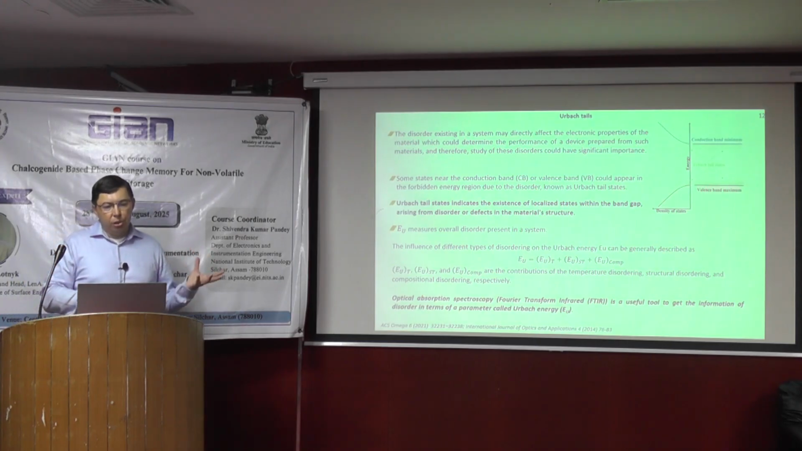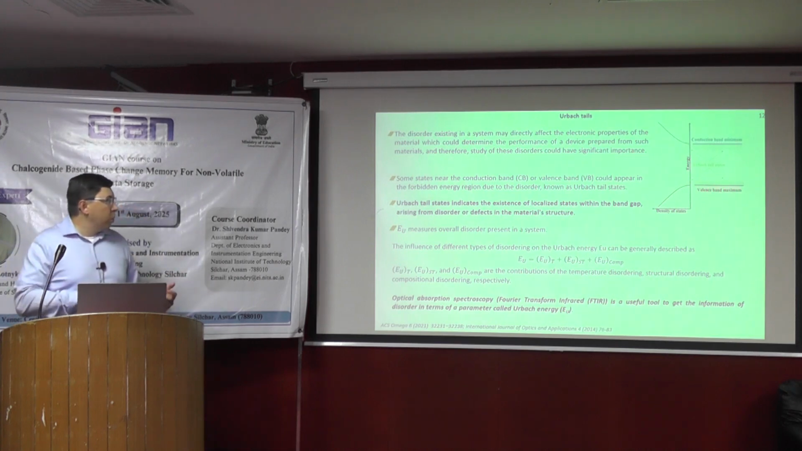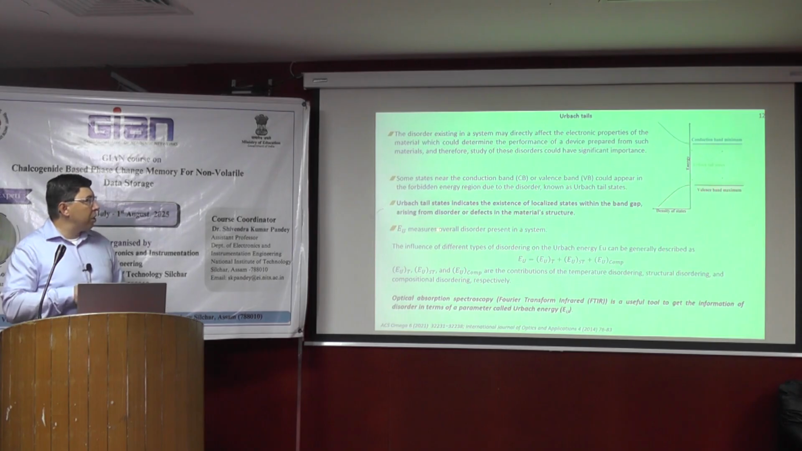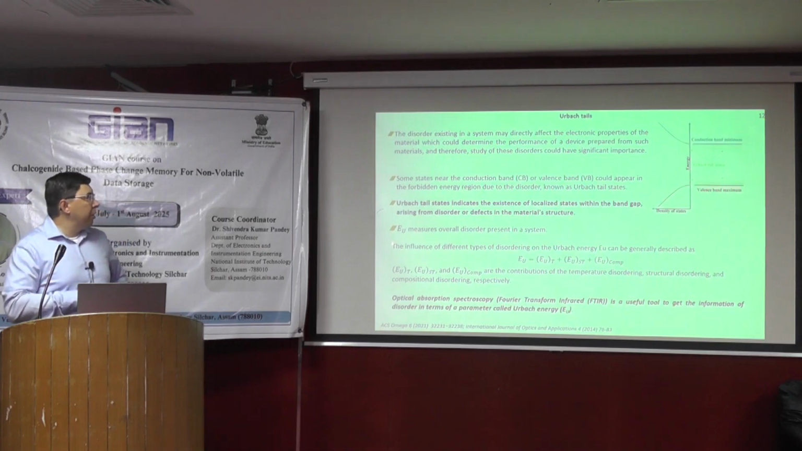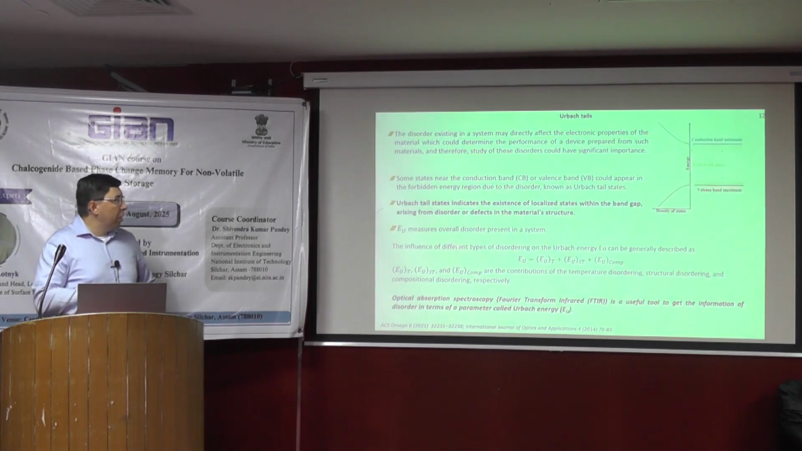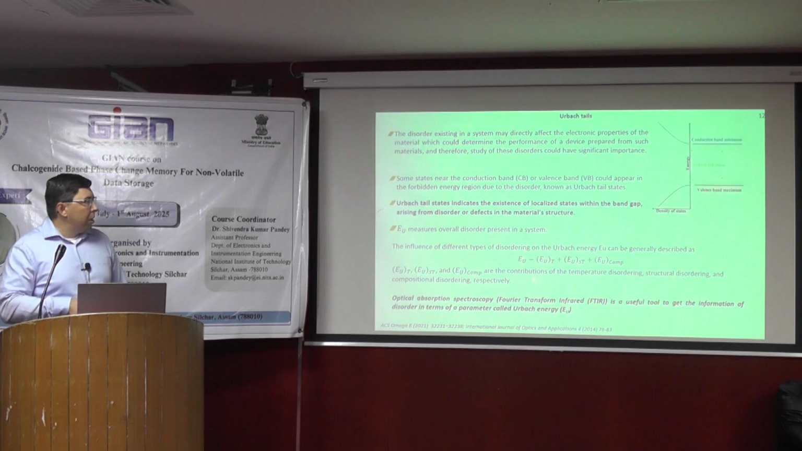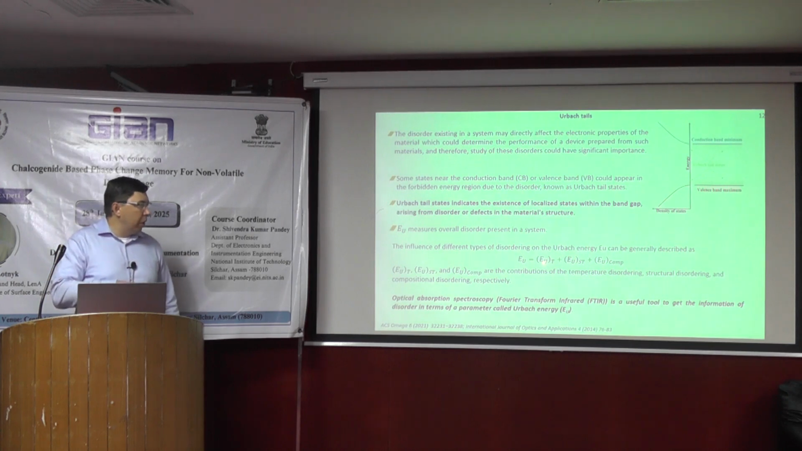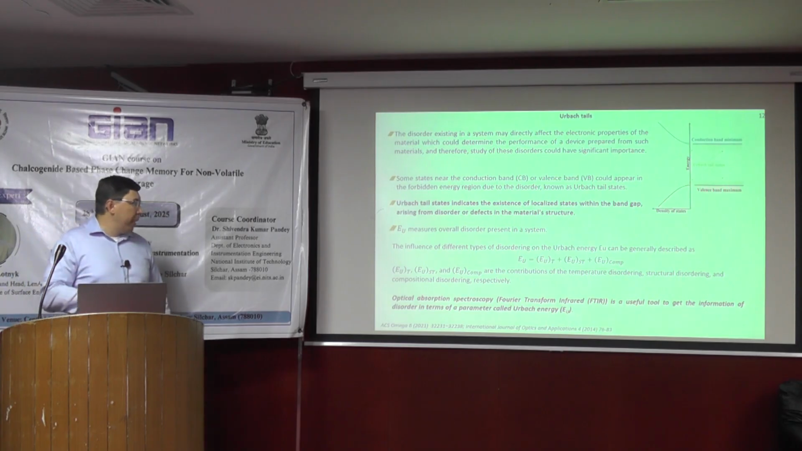Amorphous materials are highly disordered and also have different defects, like maybe voids. And so E_U, this is the Urbach energy, measures the overall disorder present in a system. There are different types of disorder which influence the Urbach energy. So it can be temperature disordering, structural disordering, and compositional disordering. So this Urbach energy is a function of temperature, structural disordering, and compositional disordering.